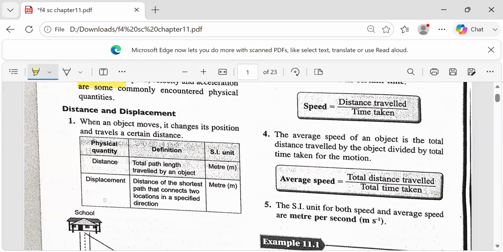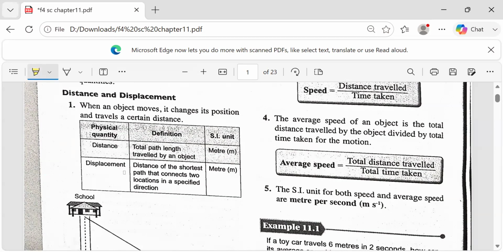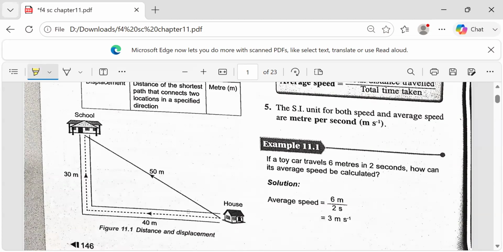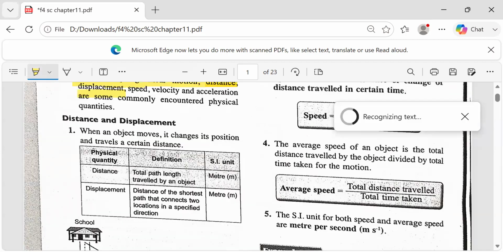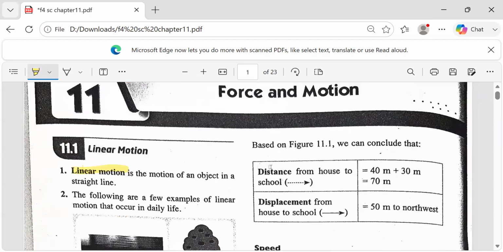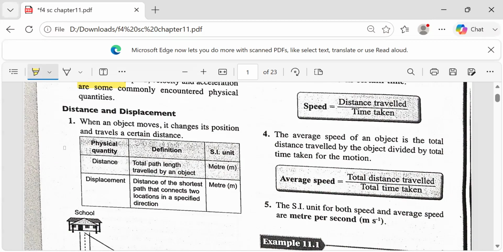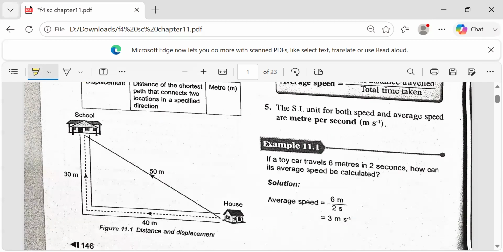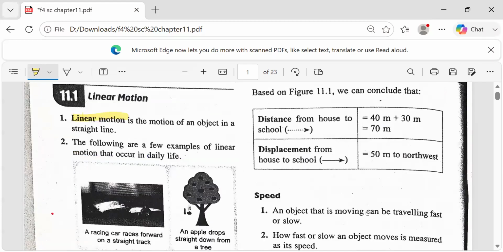Distance and displacement are actually the same thing, right? Distance is the total path traveled by the object. Displacement is the distance of the shortest path. Basically it's the same, but if you want to say it specifically, distance is you travel this much, 40 plus 30. Displacement is the actual distance, the shortest distance. But usually they won't ask you.